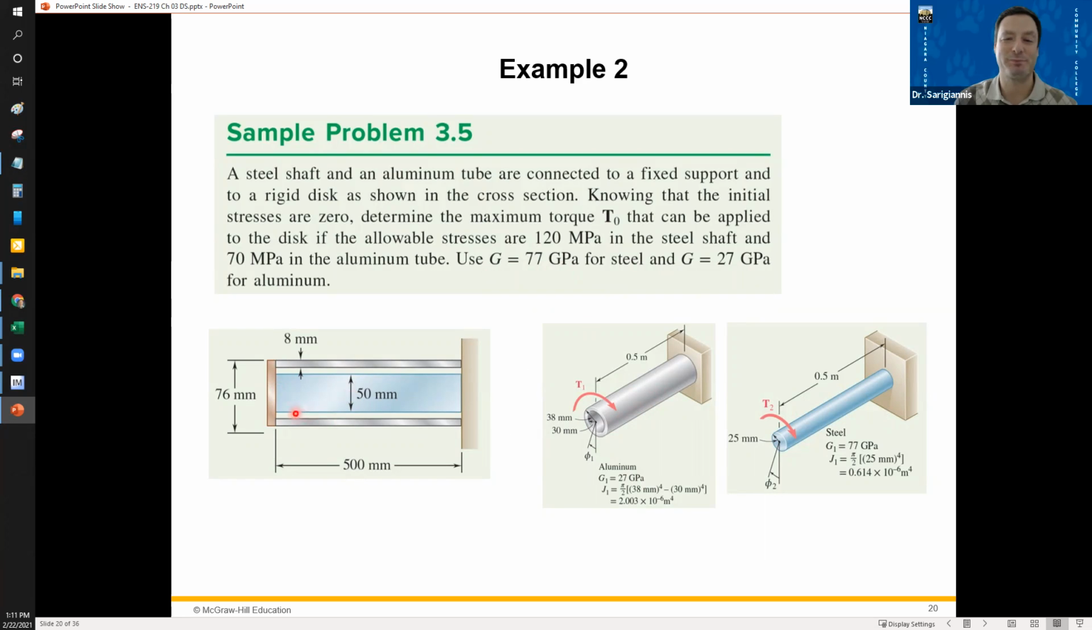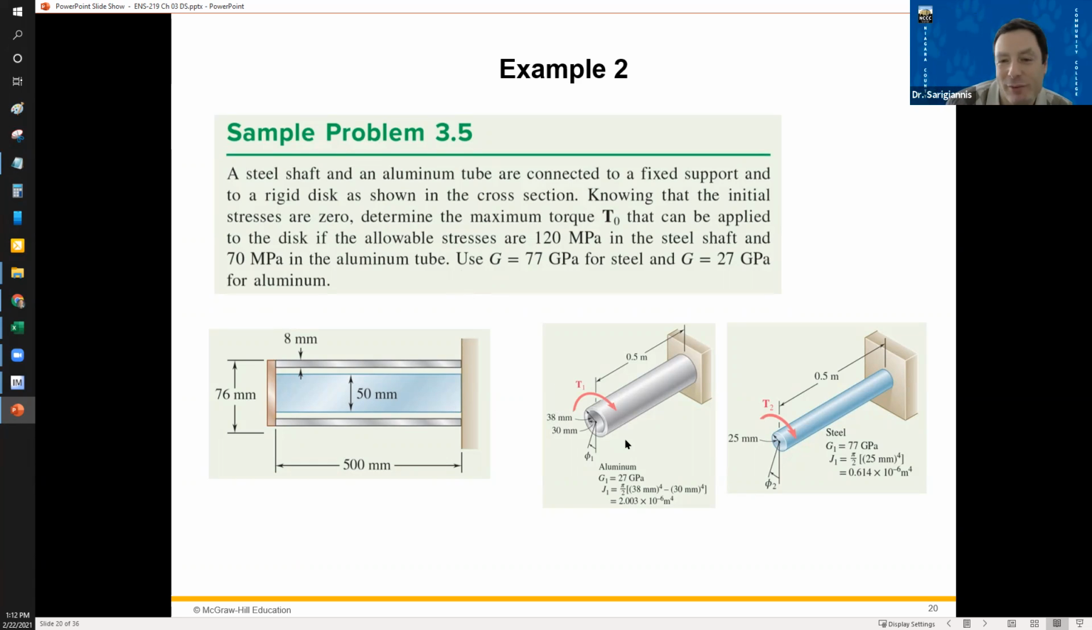And then the aluminum shaft is a 76 millimeter OD with an 8 millimeter wall thickness. This is common for tubes. A lot of times you'll get this type of information. You'll get an OD and a wall thickness. That's typically what they control in extrusion dies when they make tubing and stuff, is they'll control OD and wall thickness based on the die. All right, so let's work on this problem here.